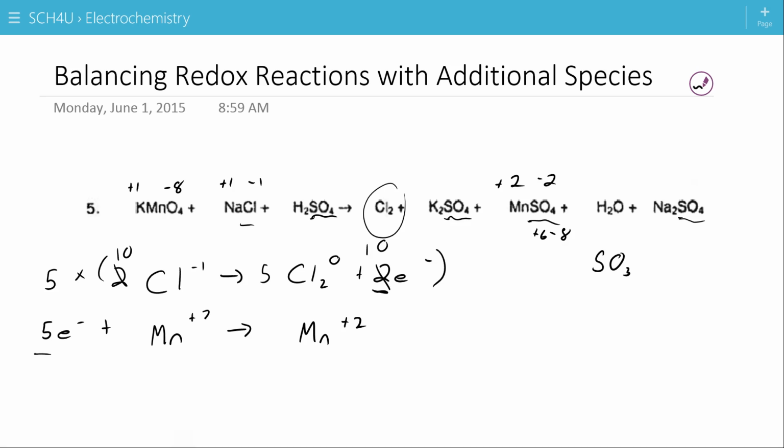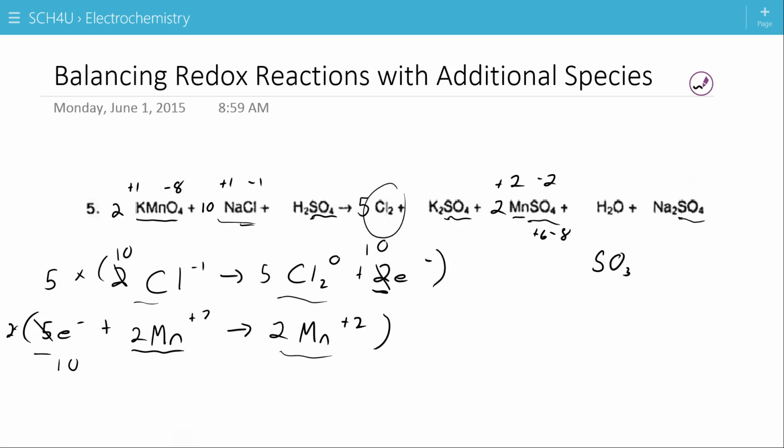And if I multiply this by 2, that makes that 10, that 2, and that 2. So this manganese corresponds with this manganese in the equation, so I'll put my 2 there. This manganese corresponds with this manganese, so I'll put my 2 there. And this chloride goes with the sodium, so I'll put my 10 there. And this chlorine is this element, so I'll put my 5 there.